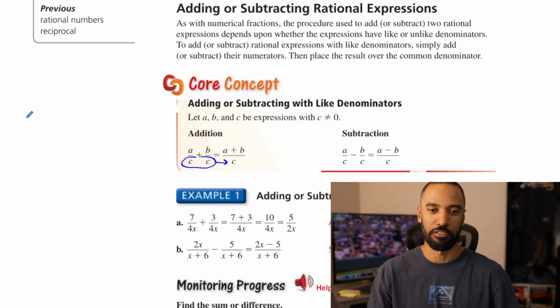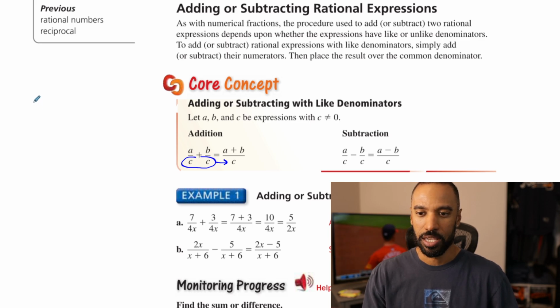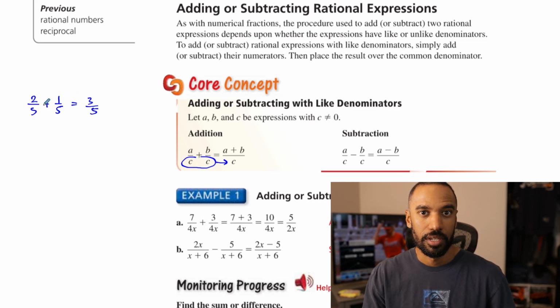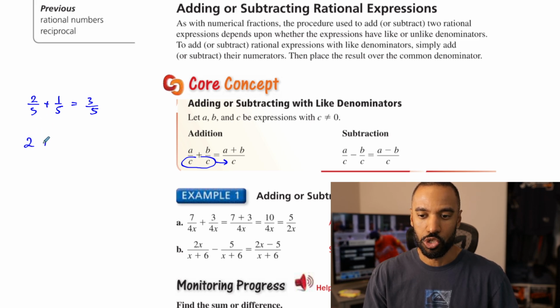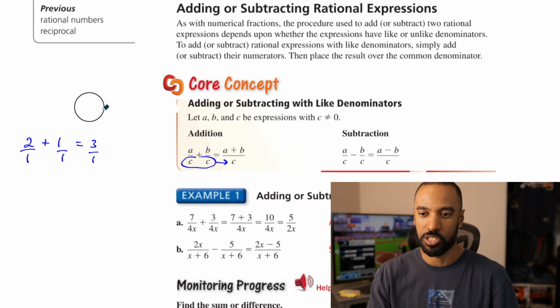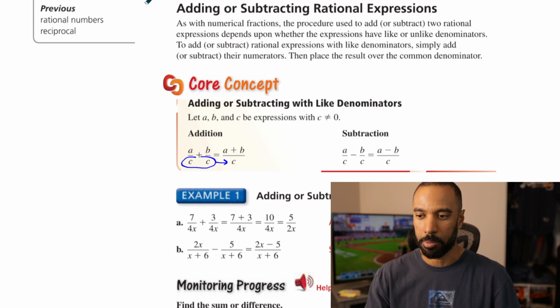I don't want to speak too big on fractions, but I'm just going to do it with numbers. If I do 2/5 plus 1/5, that's 3/5, right? It's not 3/10. For example, if I did 2 plus 1, that's 3, right? How come? Well, it's 2 over 1 plus 1 over 1 equals 3 over 1. It's a common denominator thing that we do. So as long as we have the same thing that we're comparing, we can add the top appropriately.